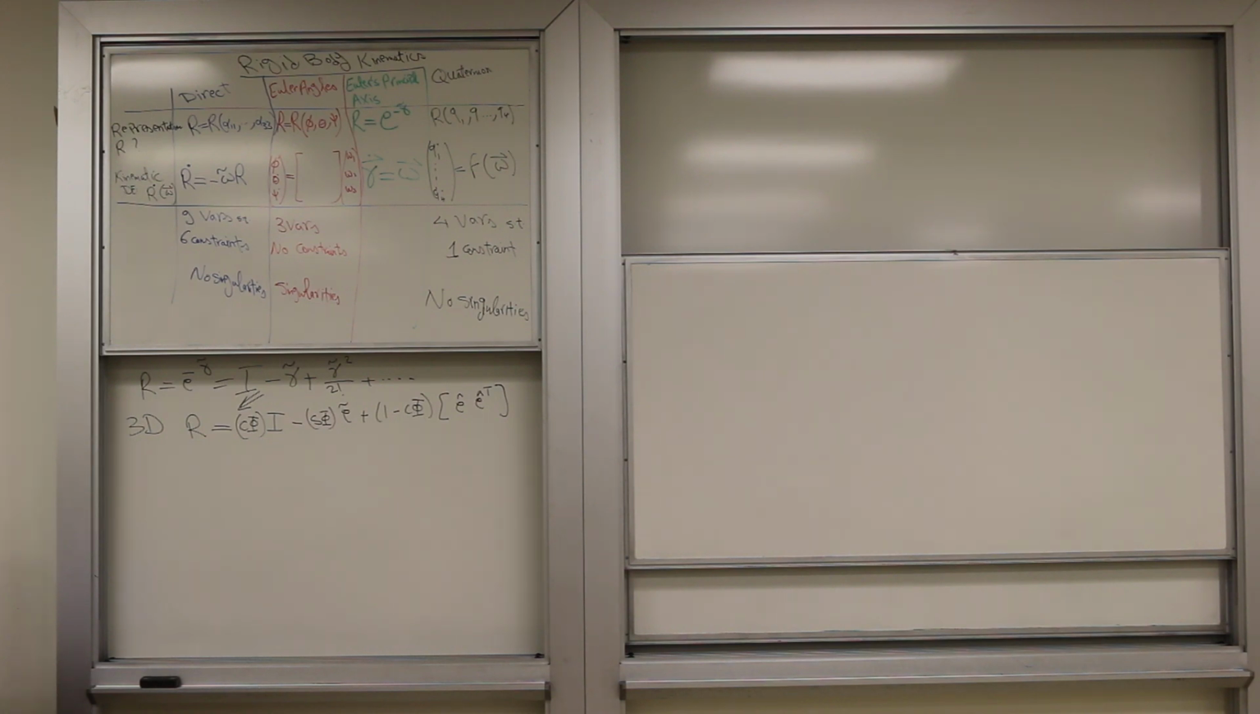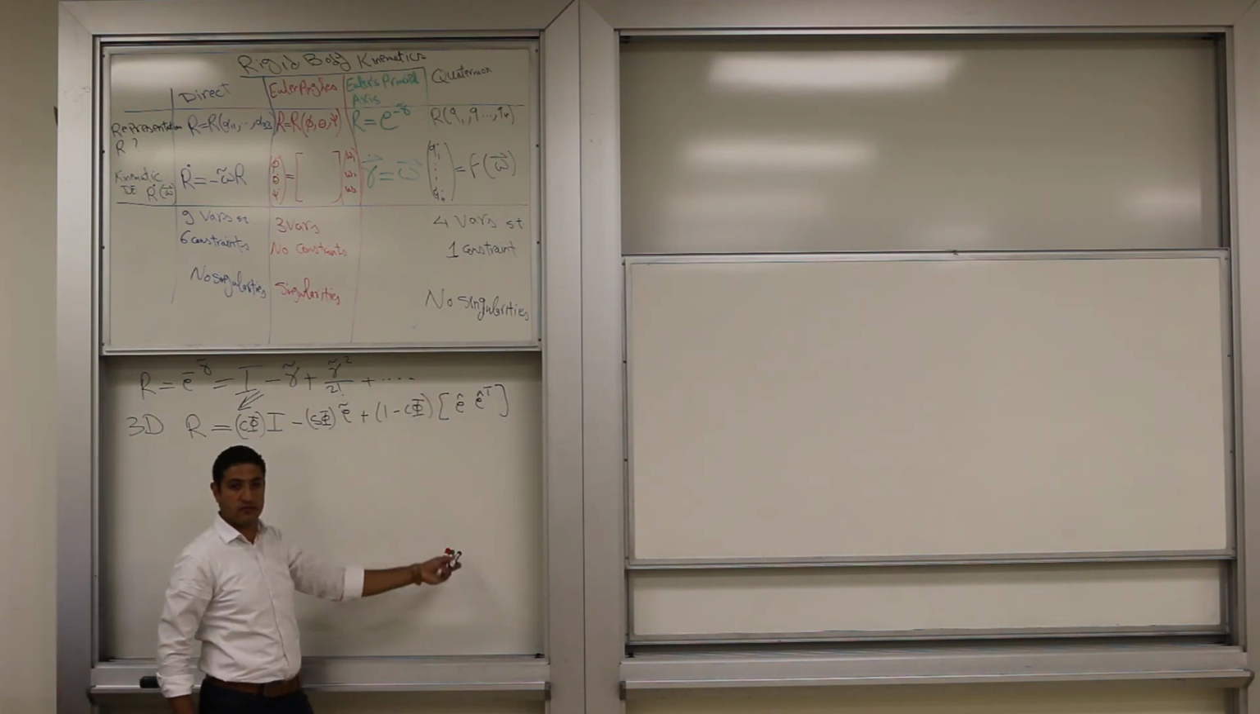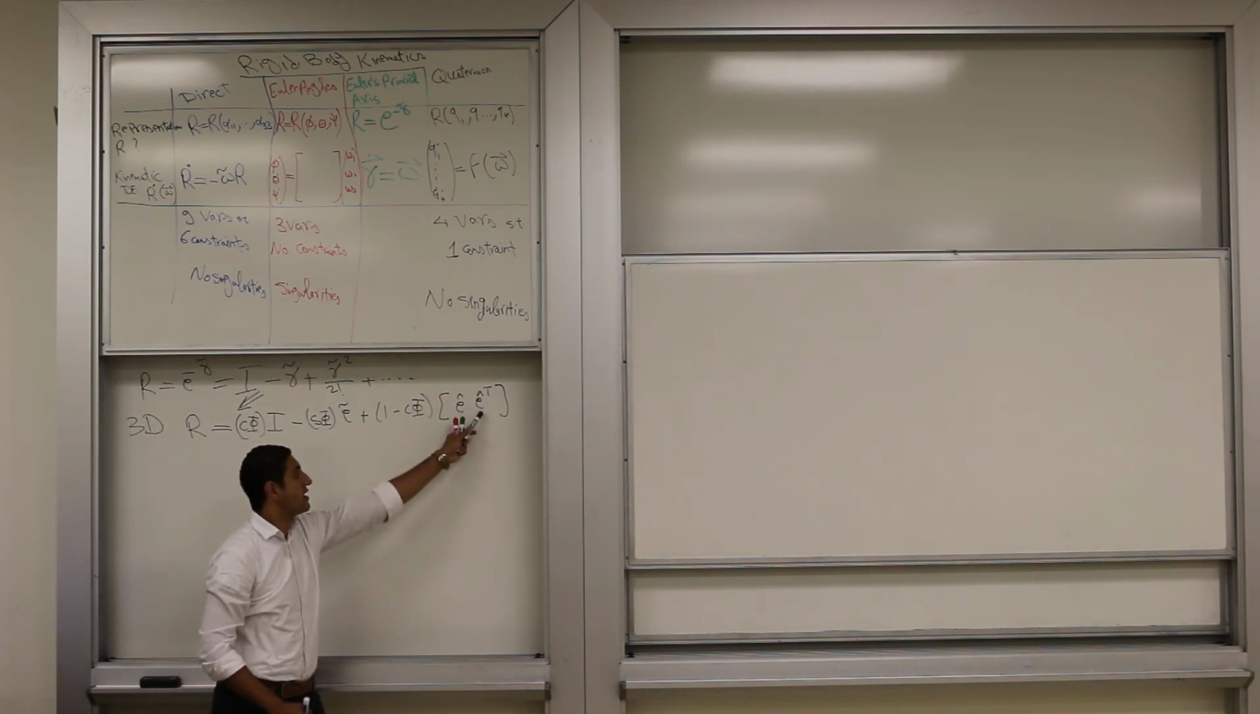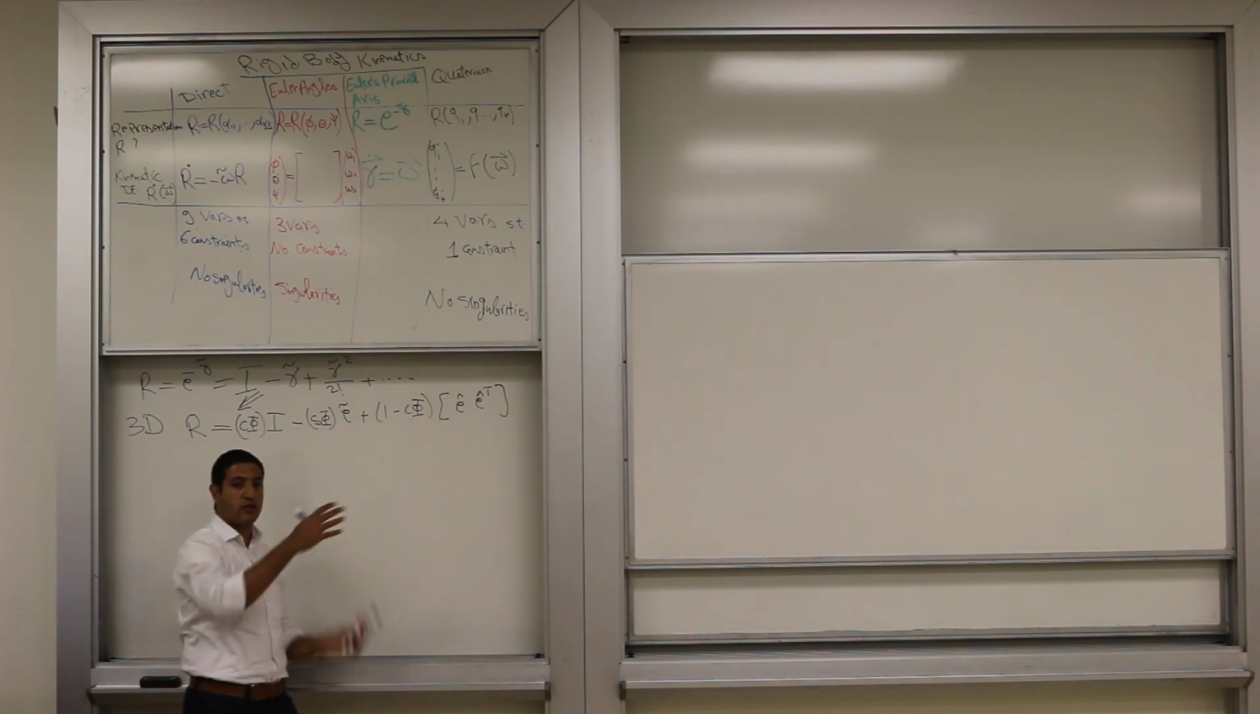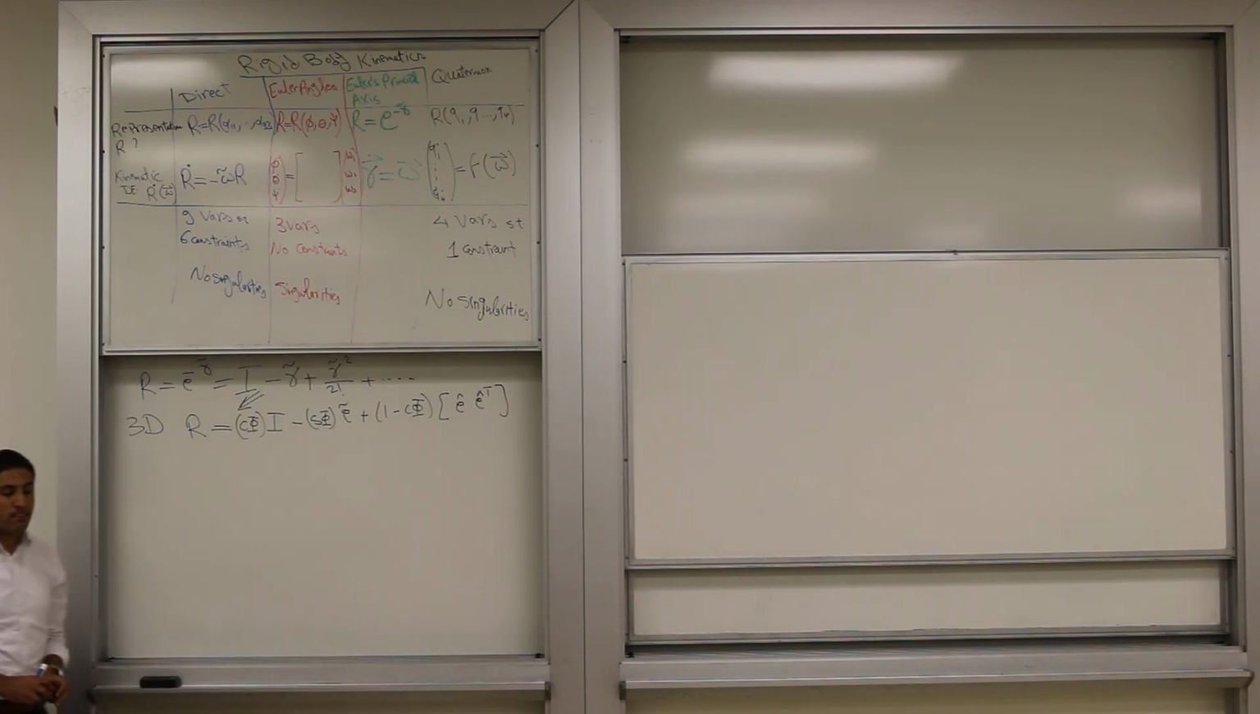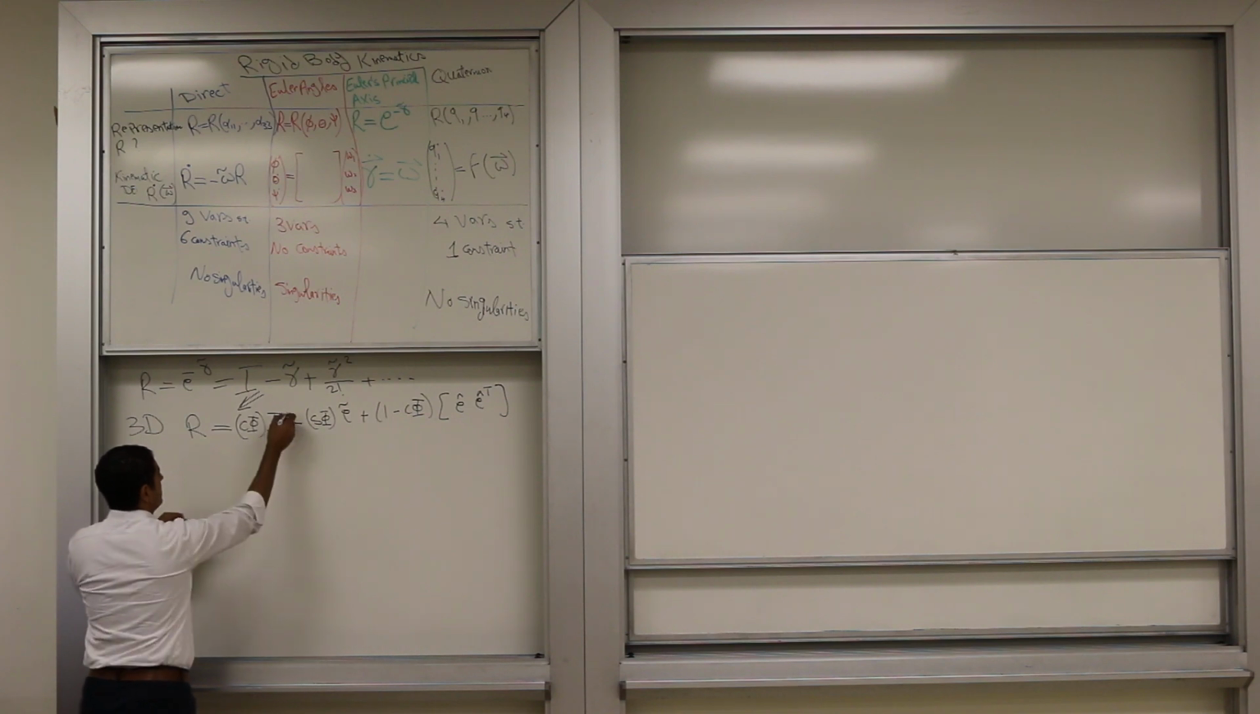Any question? Remember, e hat is a column, right? It's a vector. It's a column, and this guy is a row. A column by a row gives you a matrix. Any question, folks? Yes, Jeff? So cosine of phi, is that the matrix times cosine? Sine of phi times the identity, I'm sorry. This is a matrix.